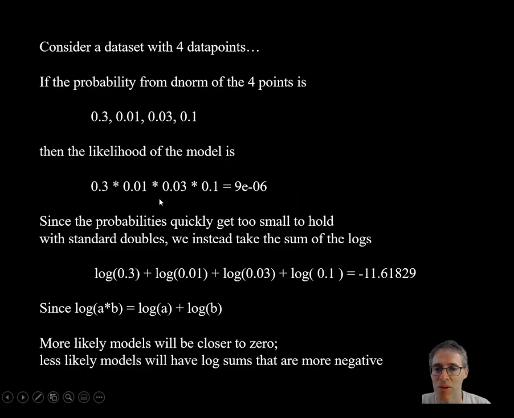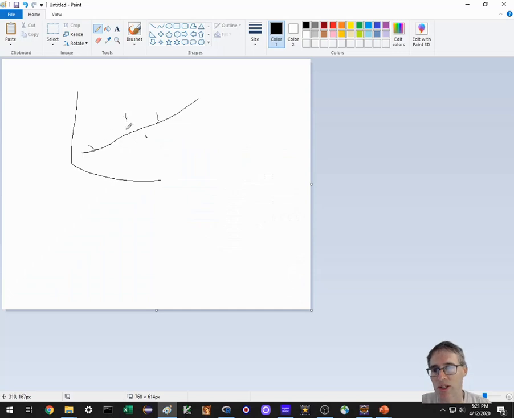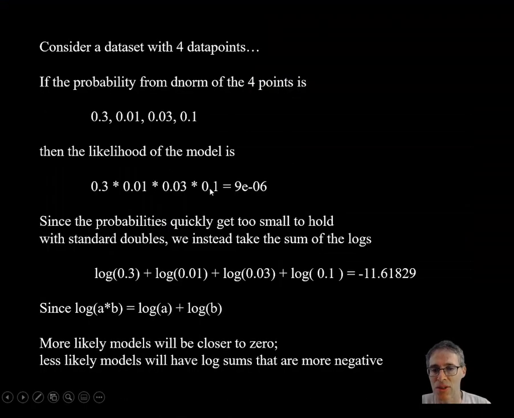And these 4 data points, when you change these data points into dnorm, you get these 4 values here. So just a completely made up data set. So these 4 probabilities from dnorm are given here. So the likelihood of the model, remember, is the joint likelihood. We multiply everything together. So if I multiply these together, I would get this number. But you can see that this number is rapidly going to become too small to hold with a standard 64-bit double in R or in Java.